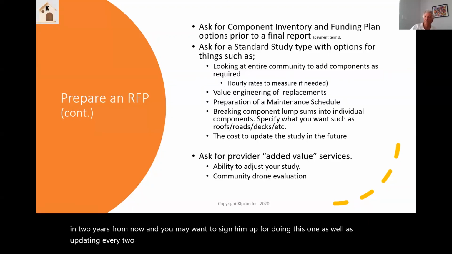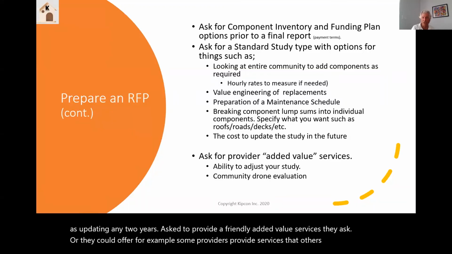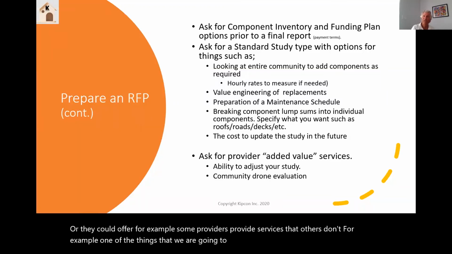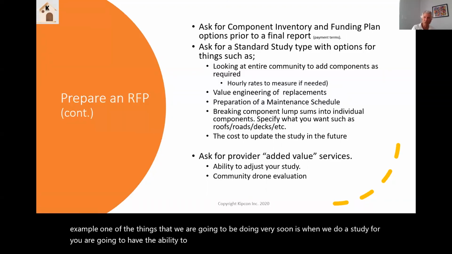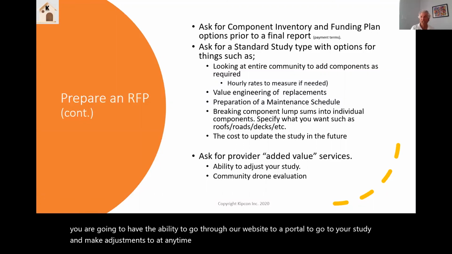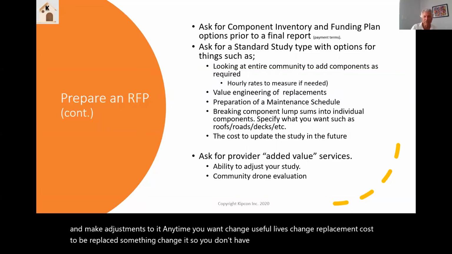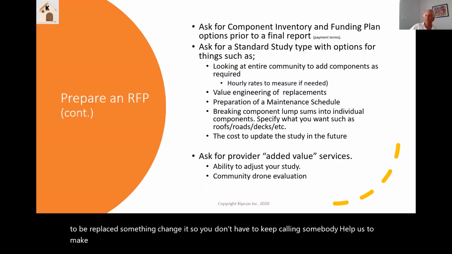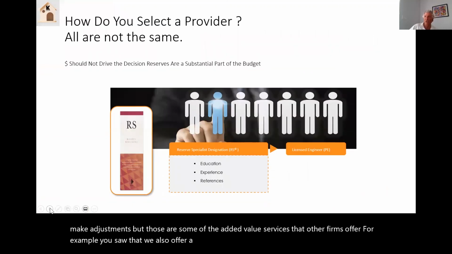Ask the provider for any added value services they can offer. Some providers provide services that others don't. For example, one of the things that we are going to be doing very soon is when we do a study for you, you are going to have the ability to go through our website to a portal to go to your study and make adjustments to it anytime you want. Change useful lives, change replacement costs. If you replace something, change it. So you don't have to keep calling somebody like us to make adjustments. But those are some of the added value services that firms offer. For example, you saw that we also offer a drone evaluation to start breaking things down in large communities.